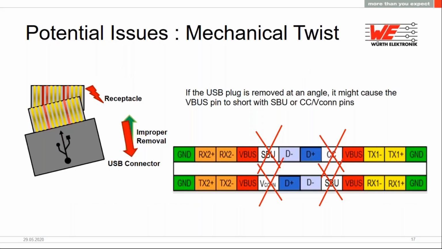In the next few slides, we will go through some of the potential issues or potential mistakes that we make while using these connectors. First one is a very simple mechanical twist. So here you can see that we are trying to connect the receptacle to our device. And when we try to detach this connector, and if we don't do it in a straight line, we have a chance of creating an angle in between the pins. Now, what this angle will do is it could create a short between the voltage lines or the configuration channels, or even with the data lines. And this could potentially either damage the device or damage the connector or the cable itself.